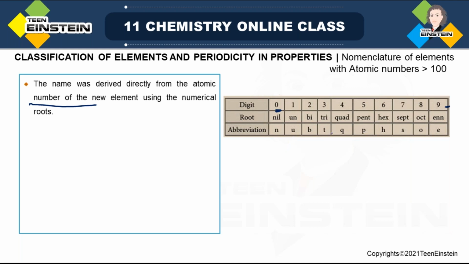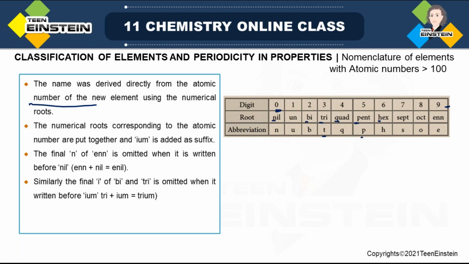And there is an abbreviation also. The abbreviation is very simple. It is just the first letter. So for nil it is a small n, then un it is a small u, b, then t, q, p, h, s, o, and n. So this is the abbreviation.